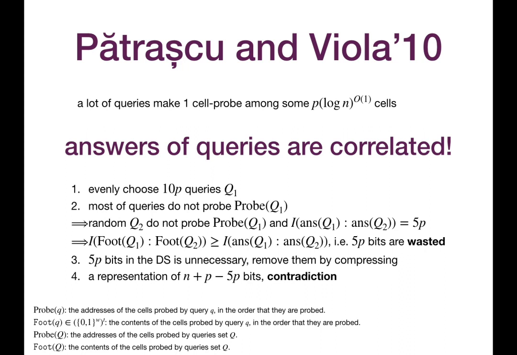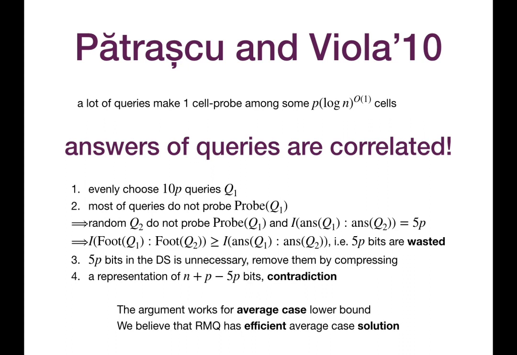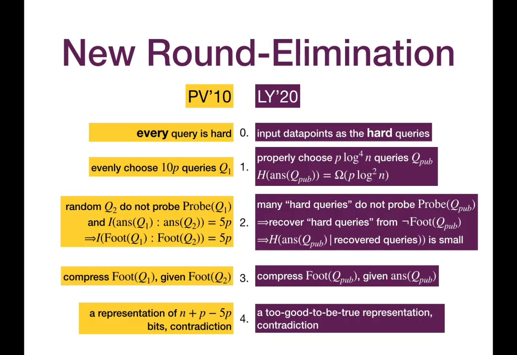Unfortunately, the Q2 argument doesn't work for RMQ. Why is that? Because the argument works for an average case lower bound, but we believe that RMQ has an efficient average case solution. Hence, we move our concern to a set of hard queries, which are correlated with the database, and we apply round elimination on the hard queries only.